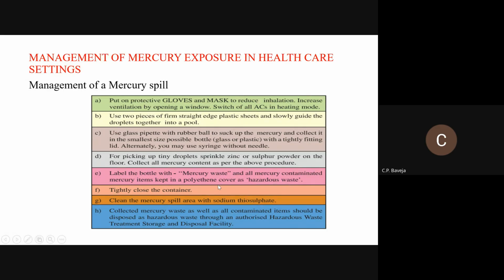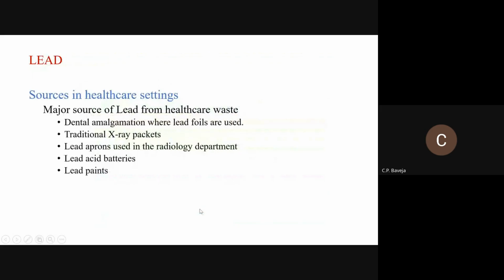Tightly close the container. Clean the mercury spill area with sodium thiosulfate, and the collected mercury waste as well as all contaminated items should be disposed of as hazardous waste through the authorized hazardous waste treatment, storage and disposal facility. So it should be taken as hazardous waste and should be disposed of.